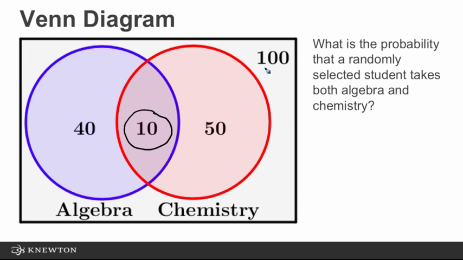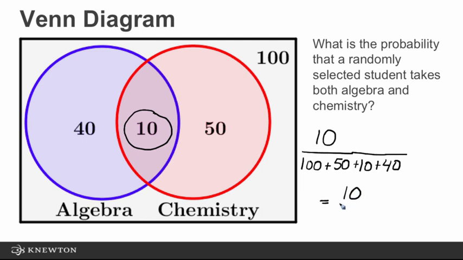So if we just quickly add that up, we've got 100, 50, 10, and 40, and that adds up to 200. So the probability that a randomly selected student takes both algebra and chemistry is going to be 10 out of 200. And again, that denominator is all of these: 100 plus 50 plus 10 plus 40, and that all adds up to 200. And if you like, we can reduce that, and this turns out to be 5%.